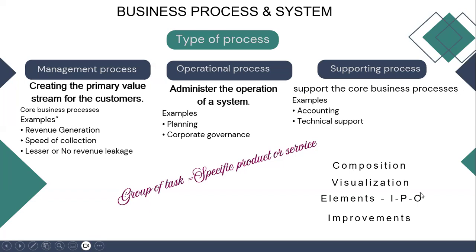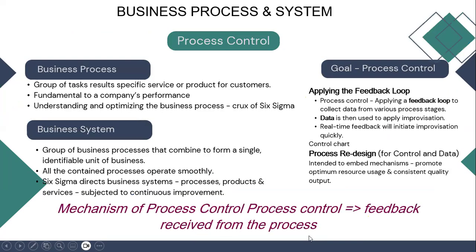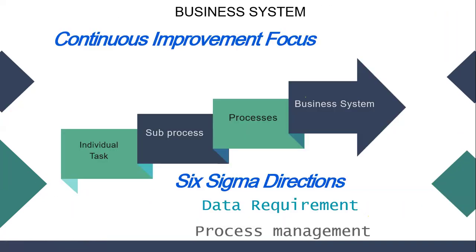So this is a composition. What you're going to do is visualize what my management process is, with the elements as input, process, output. How am I going to make an improvement on this, right? That's what our focus is on. The business system again: individual task, then sub process, then process, and it will go to the business system. Six Sigma direction is a data requirement, and then the process management. This is what we will close with, with the business system.